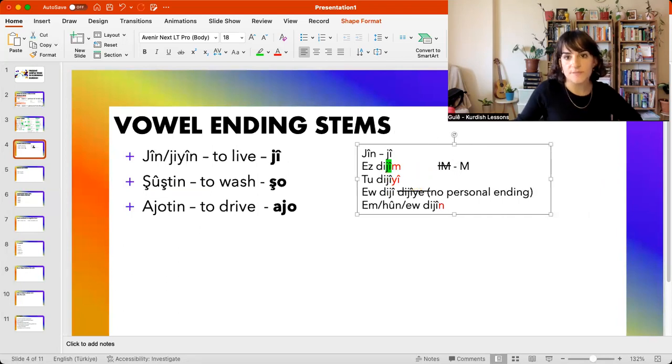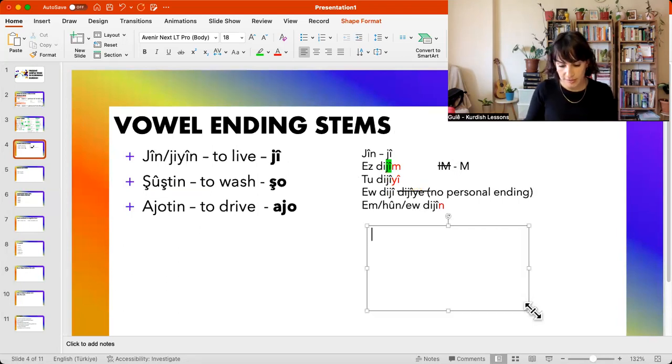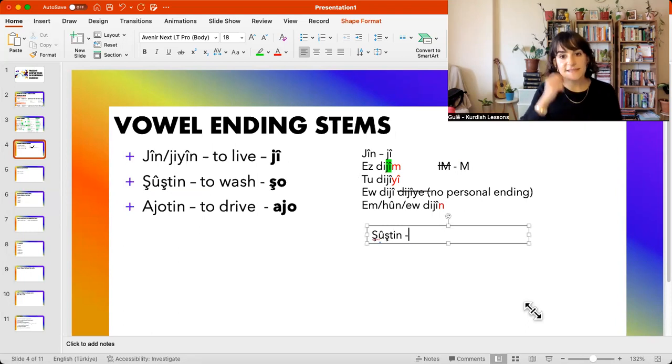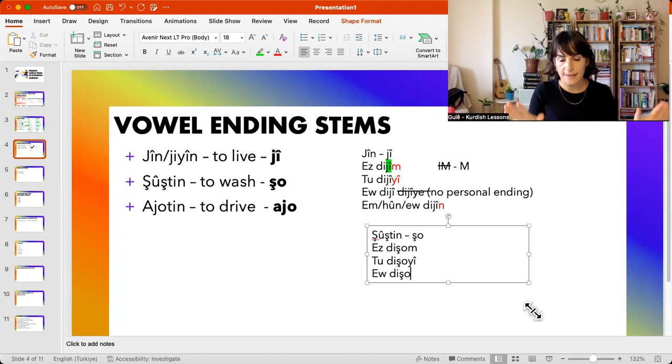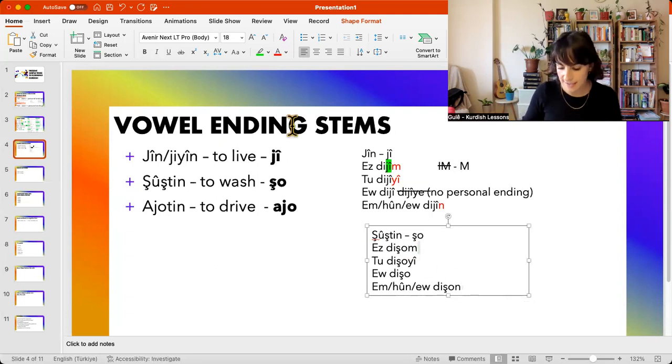Now we will try for shushten. It is to wash. The stem is shosh, so I will say as shom. Don't say as shosh, no, as shom. As shom, okay, shom. To shoyi, and this is important, au sho, without anything, not shoyi, okay, and hun au shon, okay.